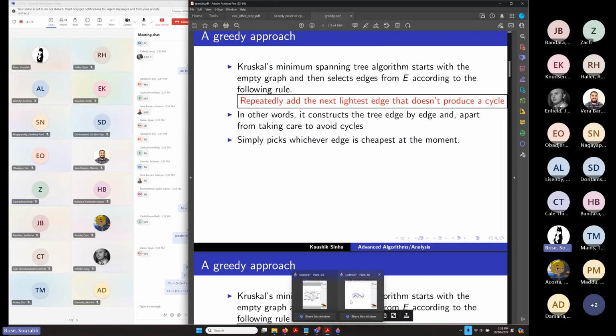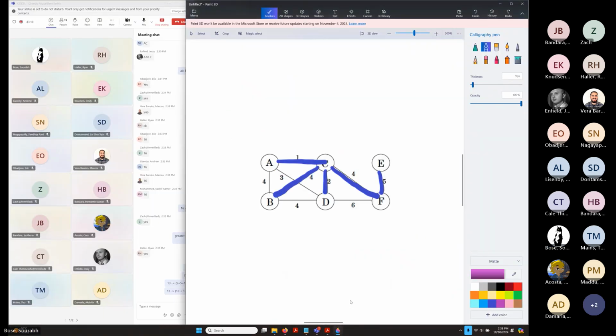So let us go back to the solution. Okay, so let's say we are here. Now, let's say we are here. Can you guys tell me which edge are we going to check next? Is it CF?